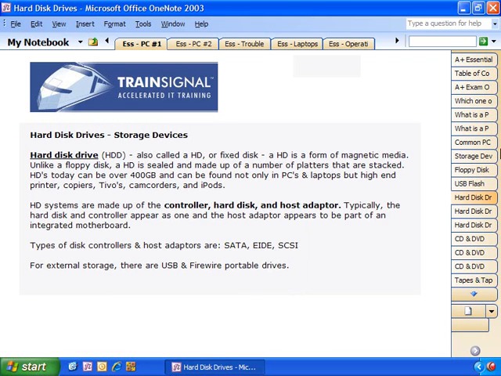All right, now let's talk about hard disk drives. So we talked about USB flash and floppy drives, and those are really meant to be portable storage that you can take with you. Hard disk drives, on the other hand, are meant to be more permanent storage that either you install into your computer or you connect to the back of the computer, but they're meant to be plugged in and powered on whenever the computer is powered on. So a hard disk drive is also called an HD, or a hard drive, or sometimes it's called a fixed disk. Now, a hard drive is a form of magnetic media.